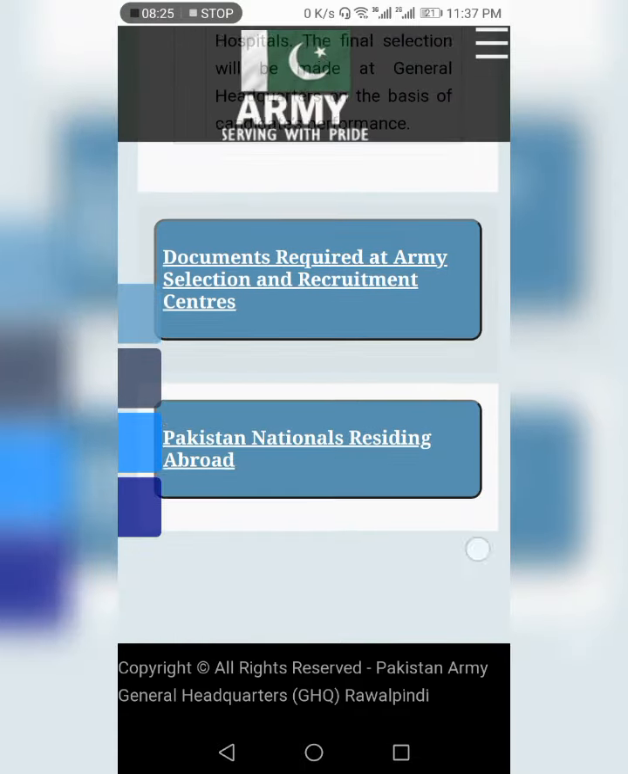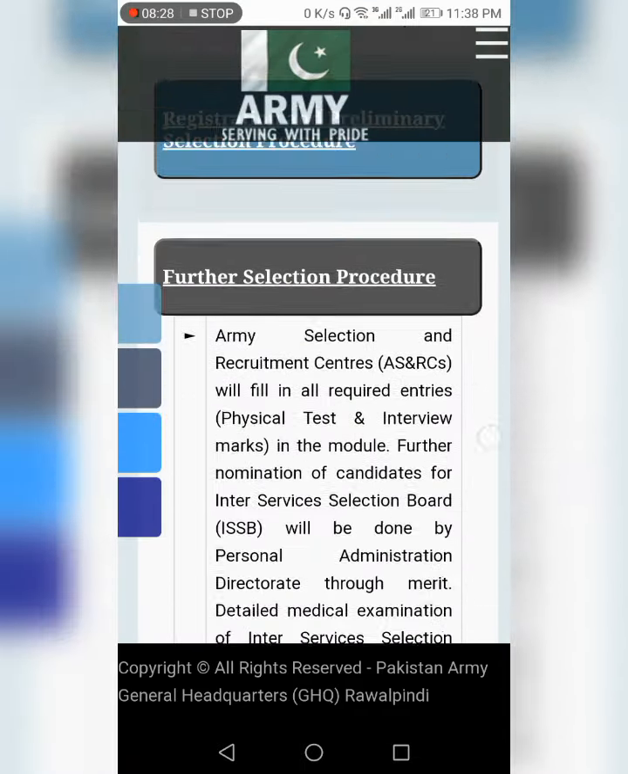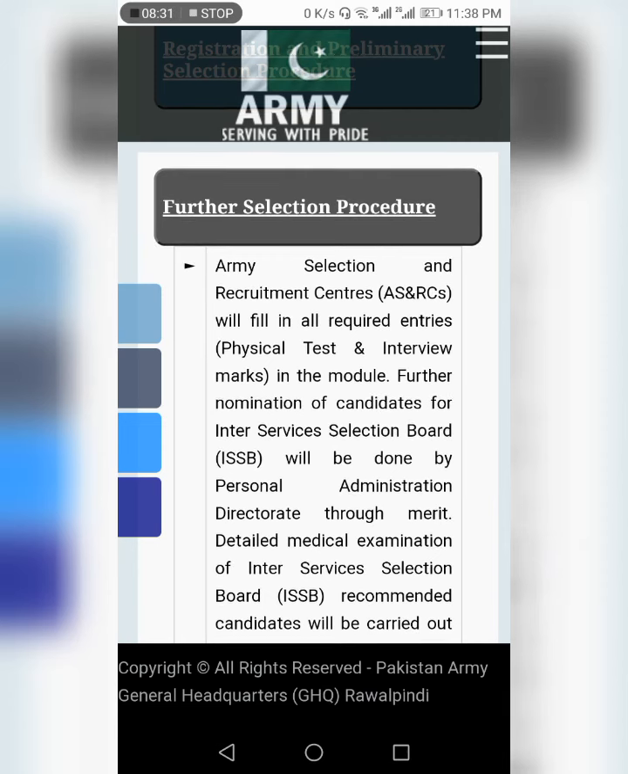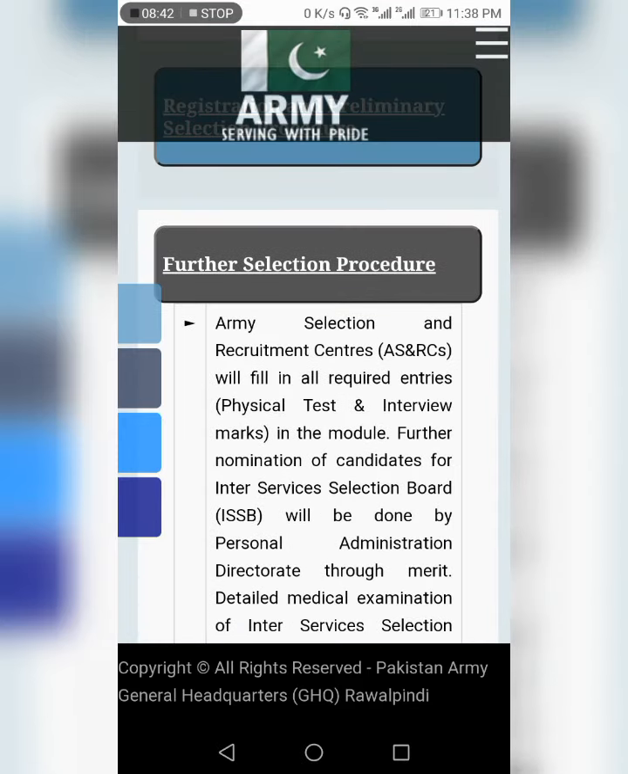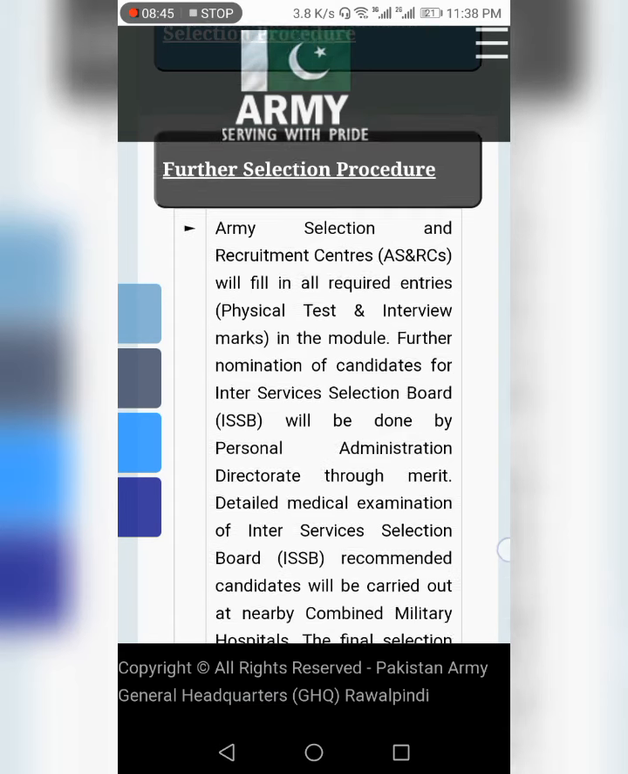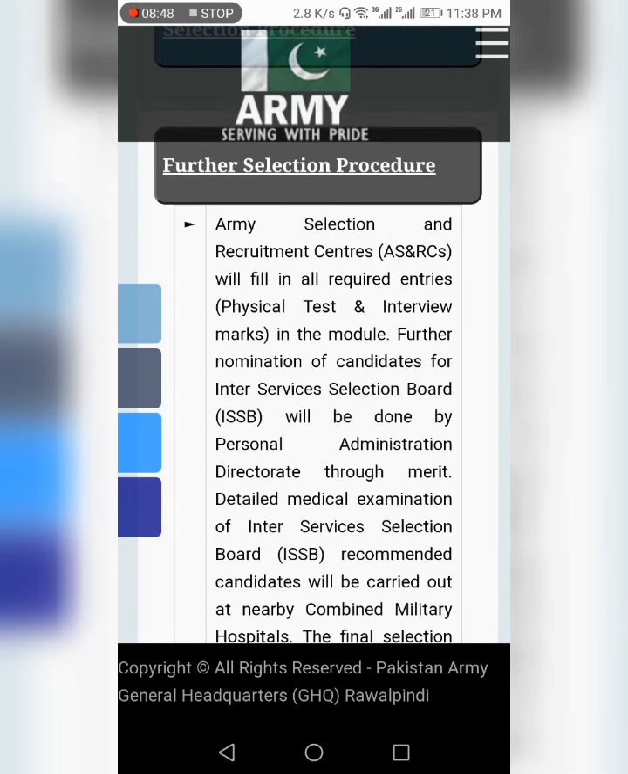For the selection procedure, after Army Selection Recruitment Center will fill in all required entries, physical test and interviews, marks in the module. Further movement of candidates for inter-service selection board will be done by Pakistan Army Administration Directorate through merit. Detailed medical examination of inter-service selection board recommended candidates will be carried out at nearby combined military hospital.